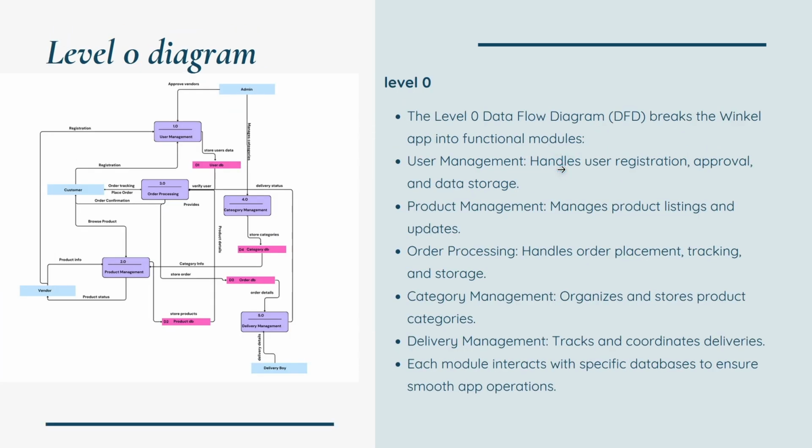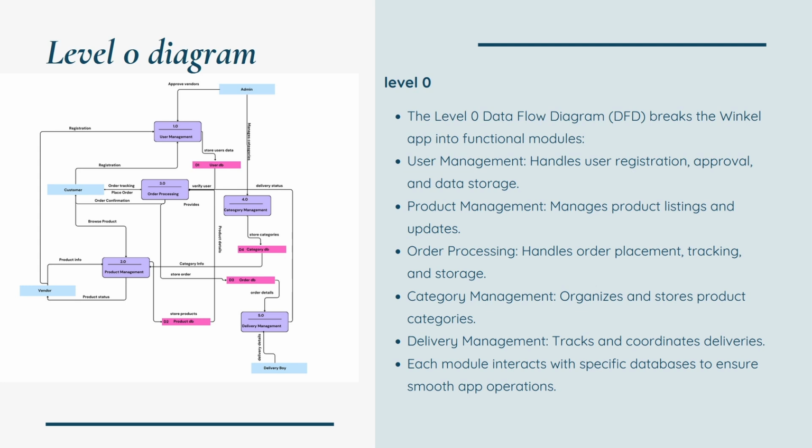This is a level 0 diagram that breaks the Winkel app into functional modules. Firstly, the user management. It handles user registration, approval, and data storage. Product management handles products listing and updates. Order processing handles order placement, tracking, and storage.